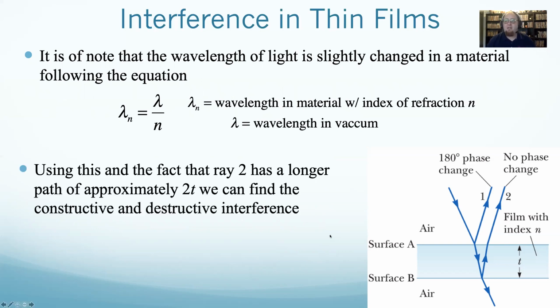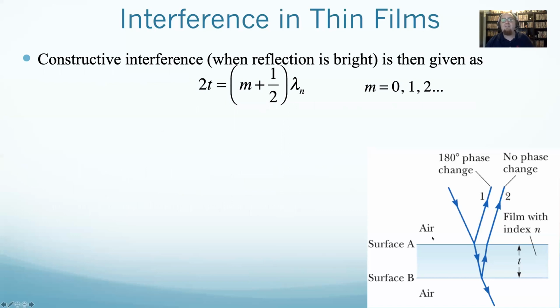If we use this fact, and the fact that ray 2 has a longer path that's about twice the thickness, you can find out where constructive and destructive interference happens. If it's going straight up and straight down, it'll be twice the thickness. If it's at an angle, it's a little bit more than that, but we're doing small angle approximation still, so it's about twice the thickness. Since there's a phase change between the light reflected off the soap and the light that goes through the soap, I will have constructive interference when the extra distance traveled, twice t, is an integer plus a half value of the wavelength. I'm saying an integer plus 1/2 of the wavelength because of the phase change between this beam and that beam.